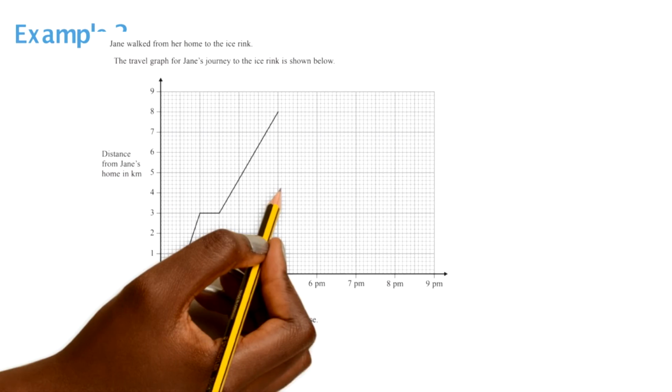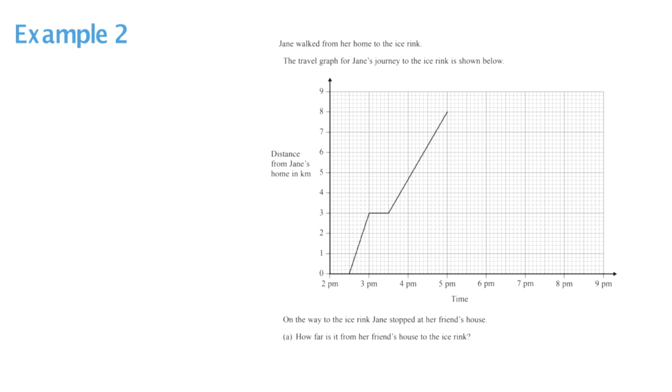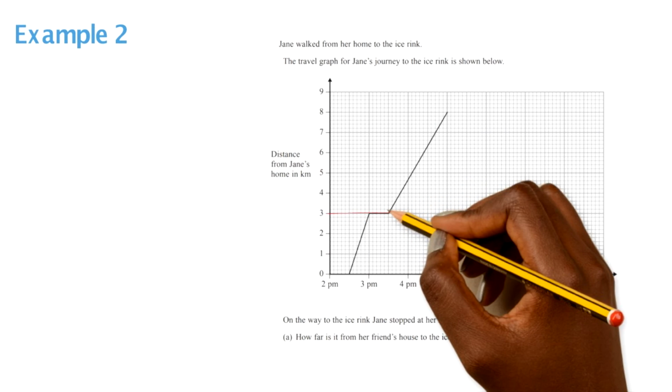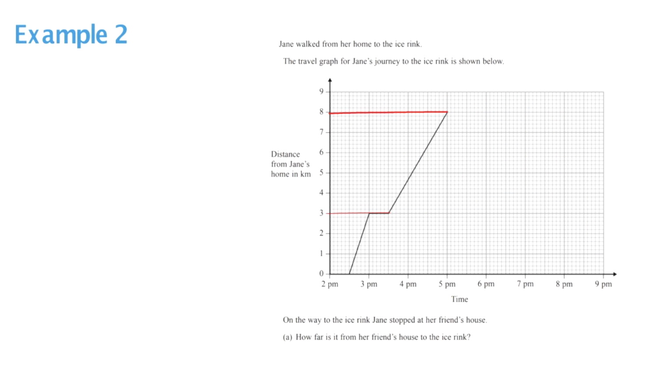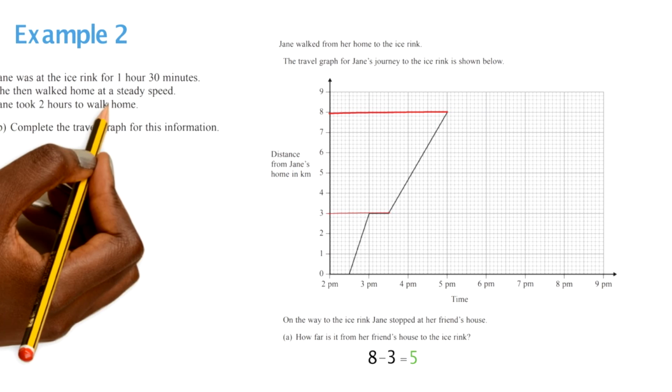Example 2. So in this scenario, it says on the way to the ice rink, Jane stopped at her friend's house. So it wants us to work out how far away her friend's house is from the ice rink. So drawing those two lines across, you're going to end up doing 8 kilometers minus 3 kilometers, which is 5 kilometers away from her friend's house.